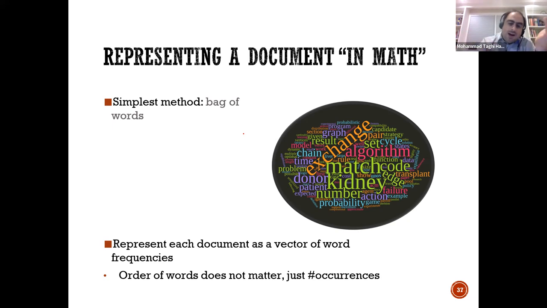So one easy way, let's start with this. This is some text, and there is some software that does this. They will get a text from you, and they will turn it into some kind of diagram. So here, for example, exchange appeared a lot. So these are mainly based on how many times each word appears in a document.